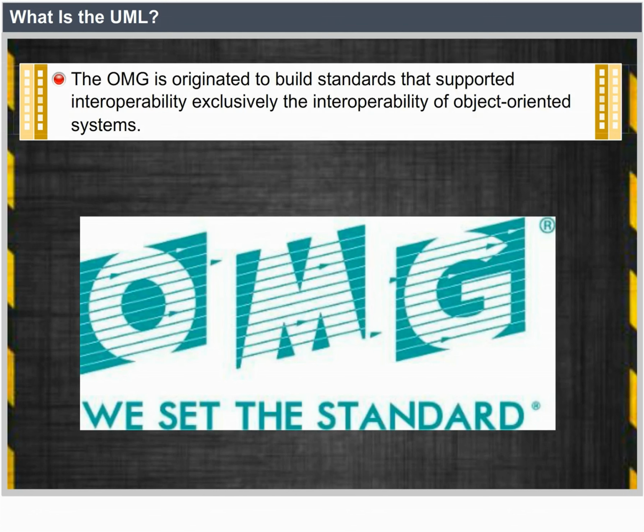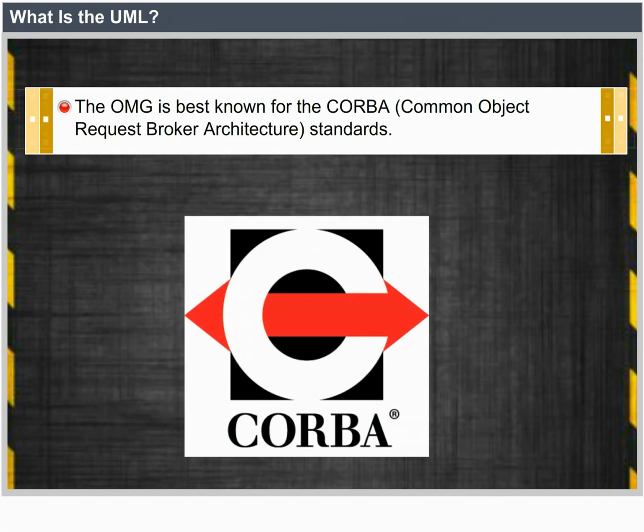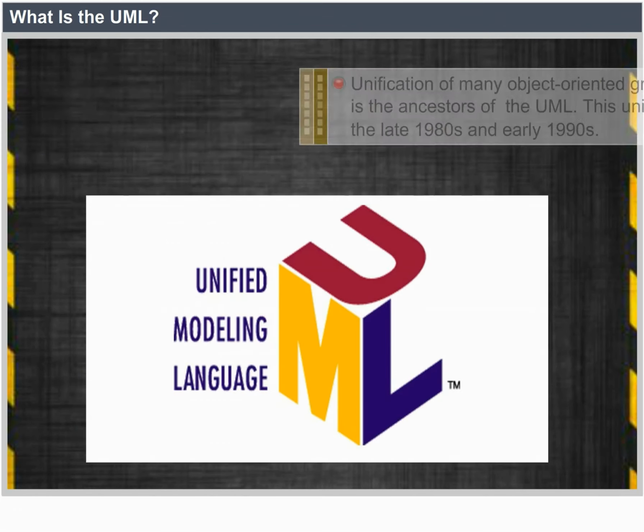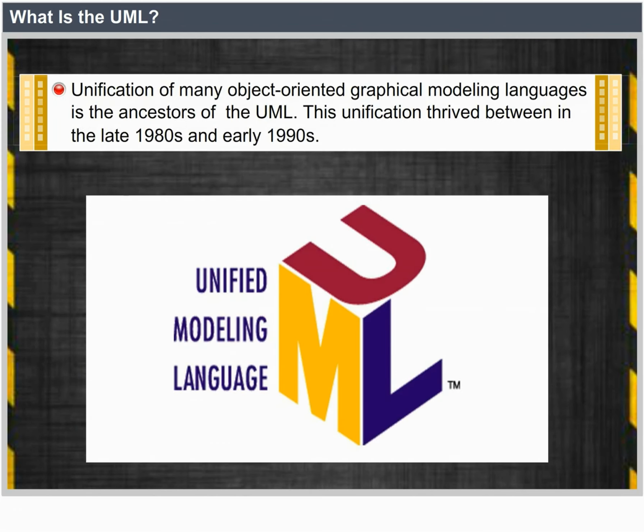The OMG was originated to build standards that supported interoperability, specifically the interoperability of object-oriented systems. The OMG is best known for the CORBA, Common Object Request Broker Architecture standards. The unification of many object-oriented graphical modeling languages produced the ancestors of the UML. This unification thrived in the late 1980s and the early 1990s.